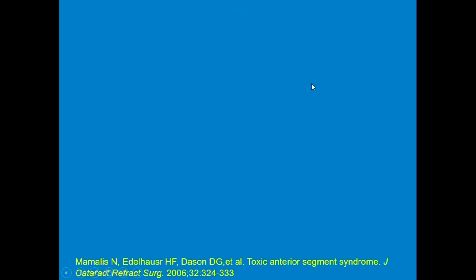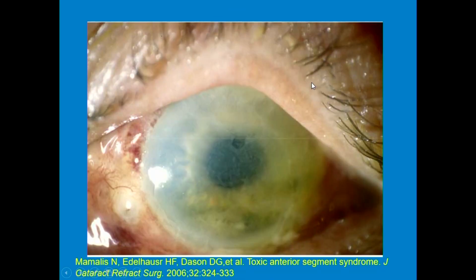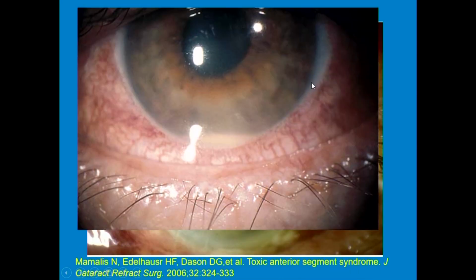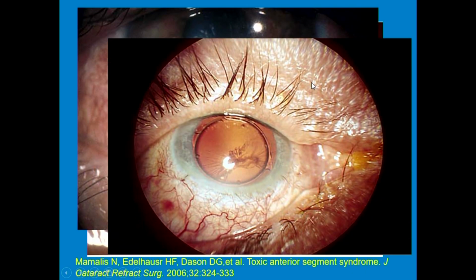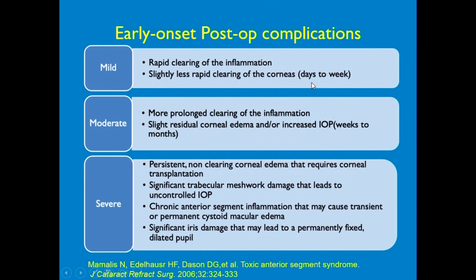So these are some of the images. This is where you find diffuse corneal edema. You could have hypopyon formation, fibrin formation, and depending on the clinical features that you see, you can classify these into mild, moderate, and severe. A mild one typically clears with topical medications within a few days, maybe a few weeks. In moderate TASS, you could have more prolonged clearing of inflammation, and the IOP could be raised for weeks to months. And in severe cases, it might be bad enough that you might have to do a corneal transplantation.